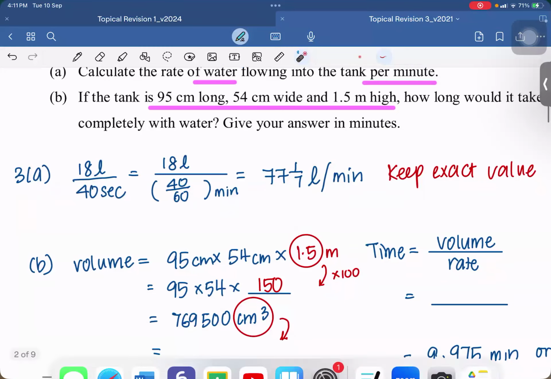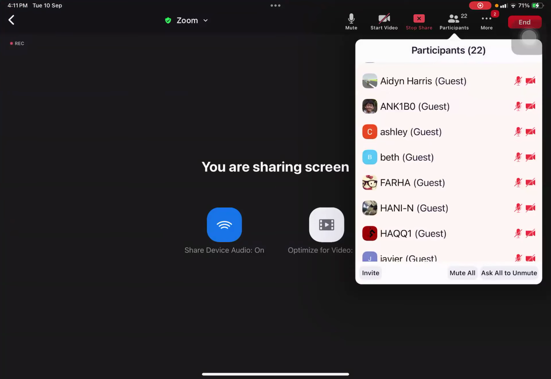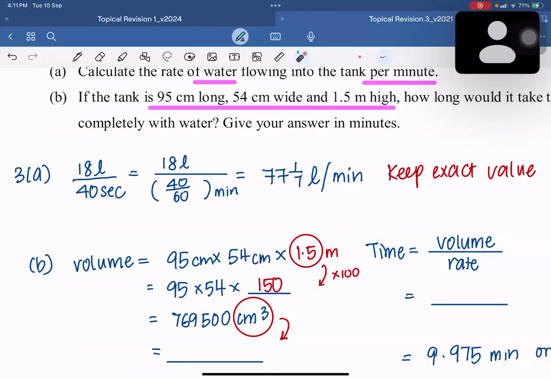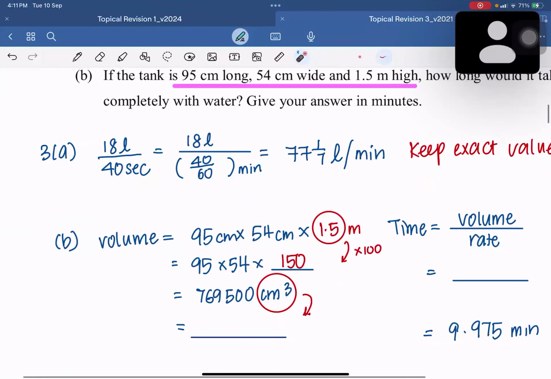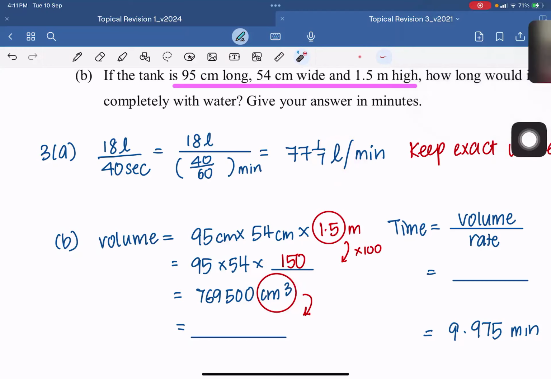Okay, I'm going to call the fifth person. 1, 2, 3, 4, 5. Fahar, what am I going to do? This is cm cubed, but this one over here is liters. 1 liter is how many cm cubed? Fahar? Huh? 1 liter. This is liter, this is cm cubed. What am I going to do?